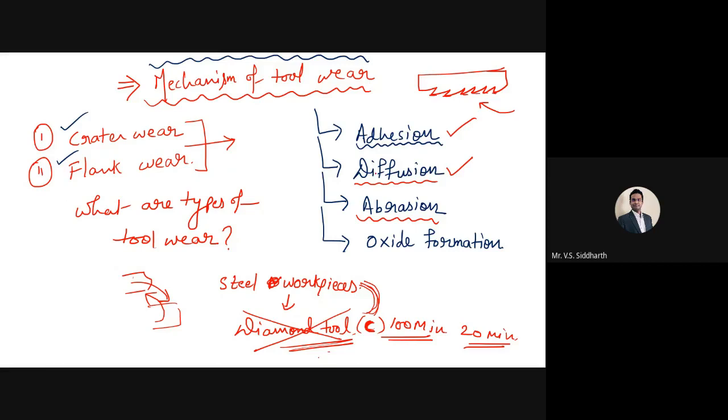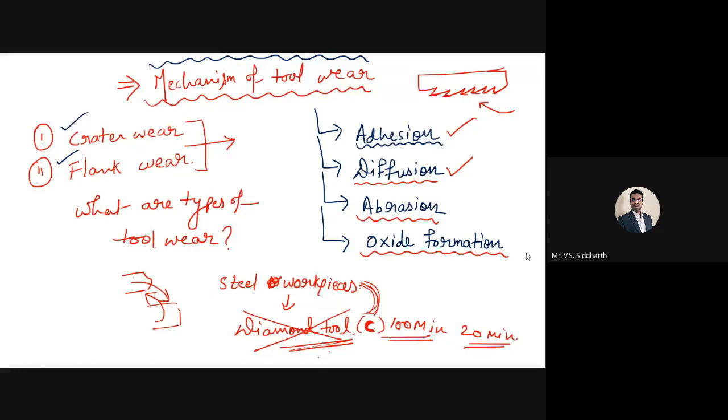The next is the oxide formation. When the temperature of the tool is increased to a great extent due to continuous machining, on the surface of the tool oxide formation will take place. You know what is oxide, right? So oxidation will take place at such a high temperature, and an oxide layer of that particular tool material is formed on the tool rake face or on the flank also.